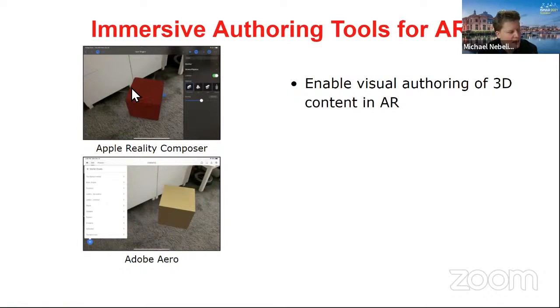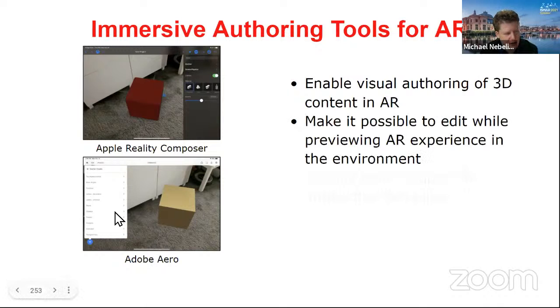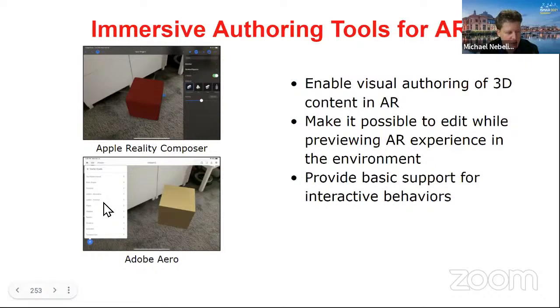Here I place relatively simple objects in my office area. You could make it a bit more interesting than that. I have more assets in there and can bring in some other assets. These make it possible to edit by previewing in AR, similar to immersive authoring in VR, and provide basic support for interactive behaviors. Those include walking up to an object, gazing at an object, clicking an object.